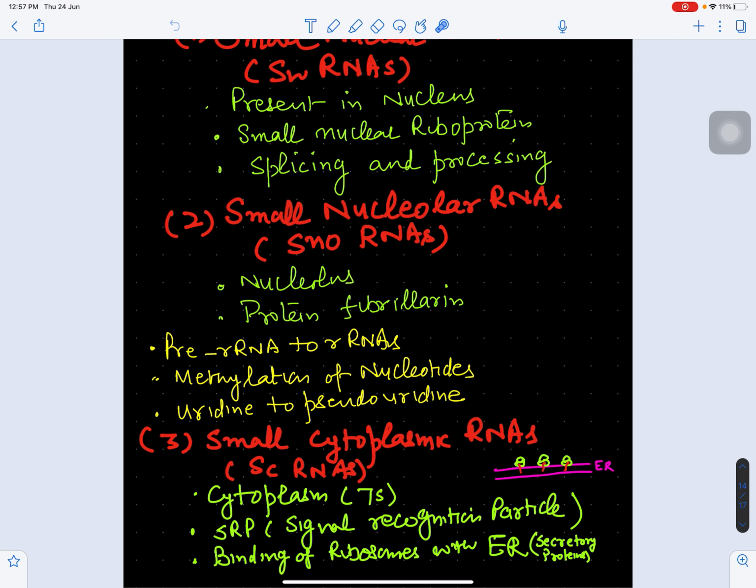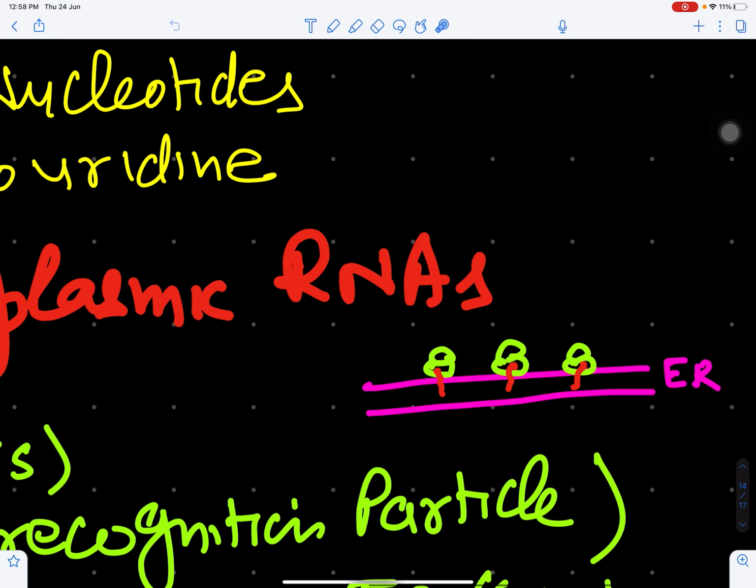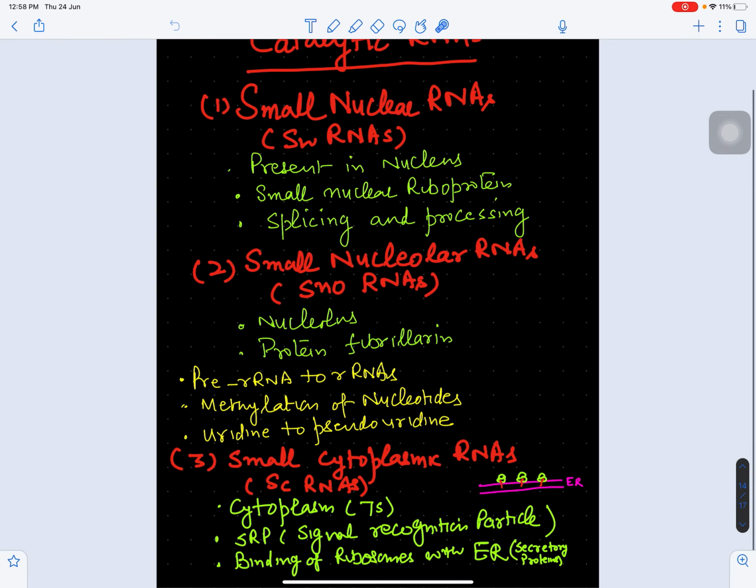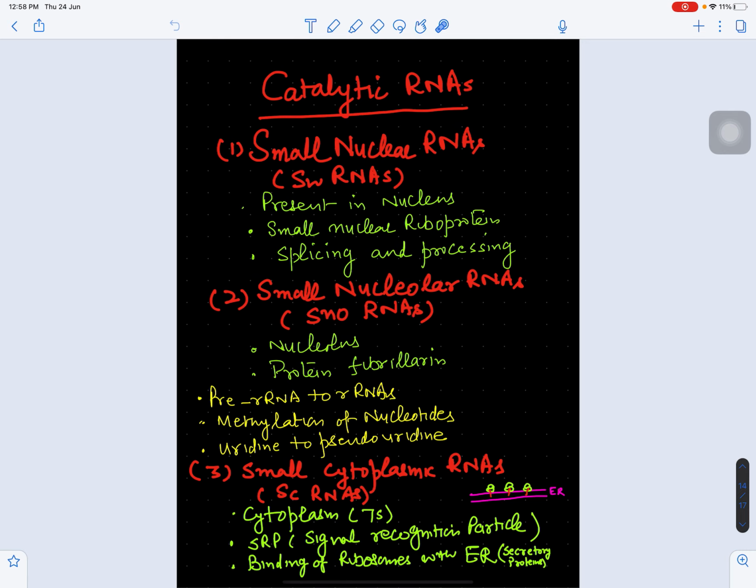The third type of RNAs are small cytoplasmic RNAs. They are found in the cytoplasm. The sedimentation coefficient is 7S. Now they can bind with protein particles to form the signal recognition particle. Now this signal recognition particle, or SRP, will help in binding of the ribosomes with the endoplasmic reticulum. We can see here, this is the endoplasmic reticulum, and these are the ribosomes binding to the endoplasmic reticulum, and this is the polypeptide chain. So this will help in formation of excretory proteins with the help of the endoplasmic reticulum. So this is about catalytic RNAs, that is small nuclear RNAs, small nucleolar RNAs, small cytoplasmic RNAs.